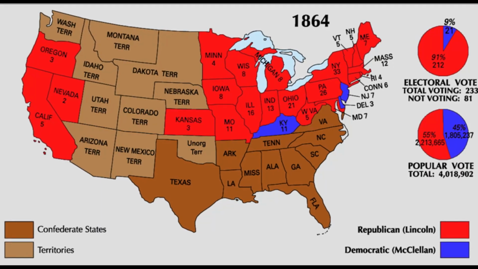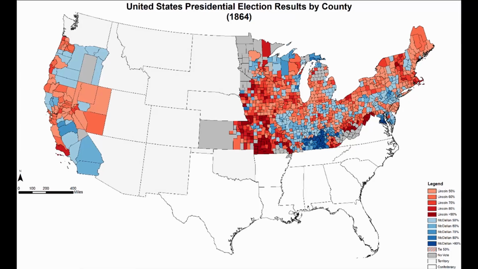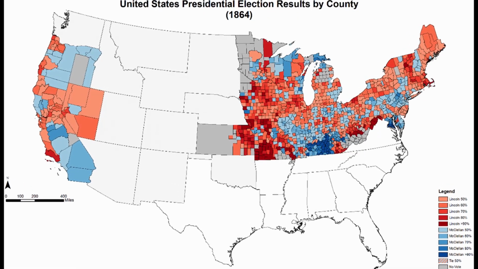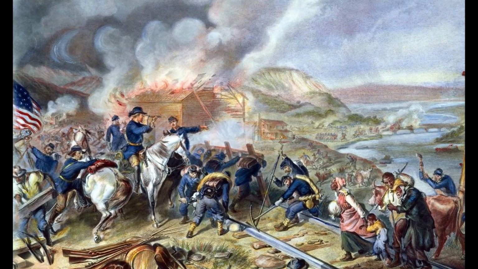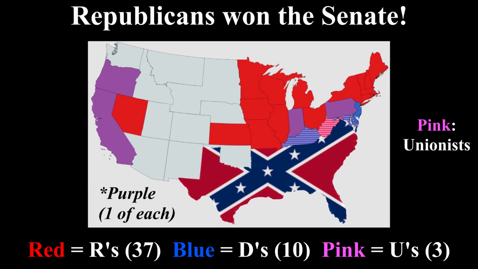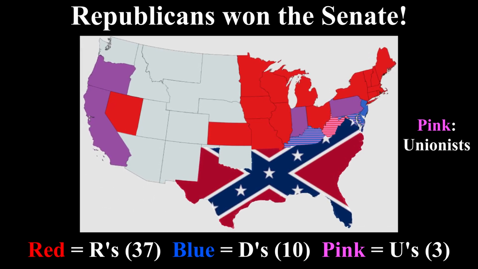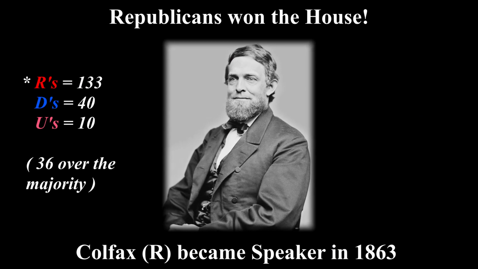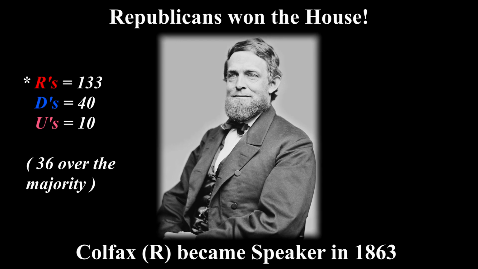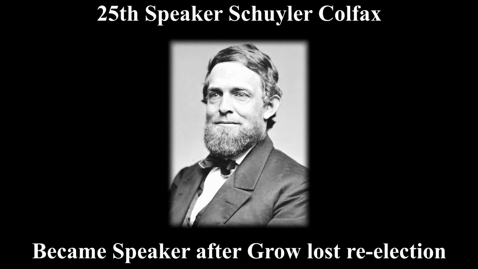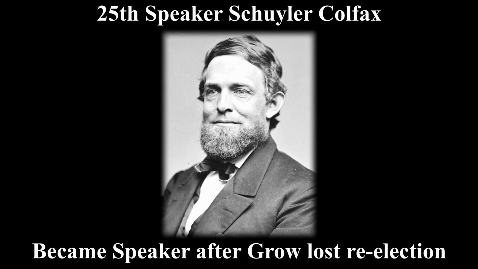This election saw many Americans vote, even during the midst of the Civil War. Lincoln would win easily as well because of Sherman's march to the sea being a big success, while in the Senate the Republicans won, winning 37 out of the 50 seats, 12 over the threshold. For the House, the Republicans also won, winning 133 seats, 36 over the threshold. Colfax from Indiana became Speaker after Grow lost re-election in a historic feat.